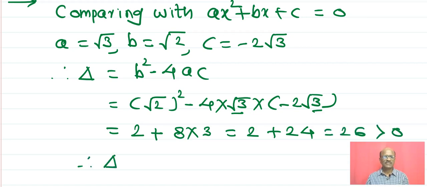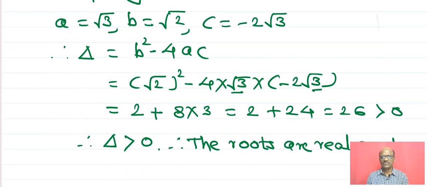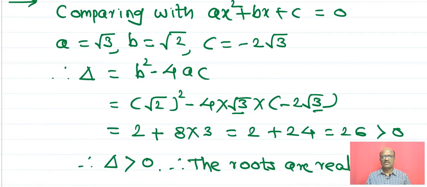Therefore, the roots are real and unequal because the value of the delta is greater than 0. Roots are real and unequal.